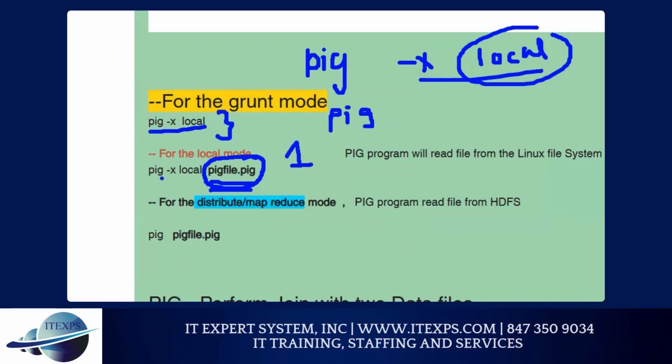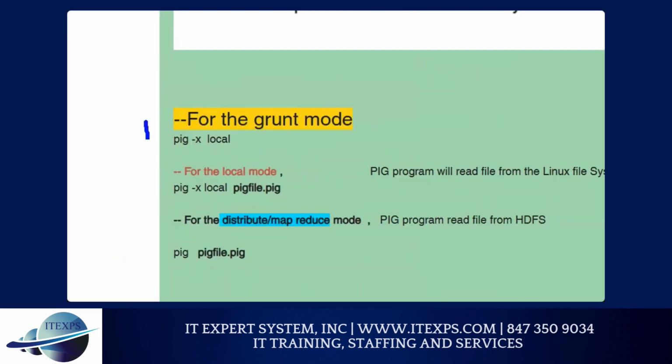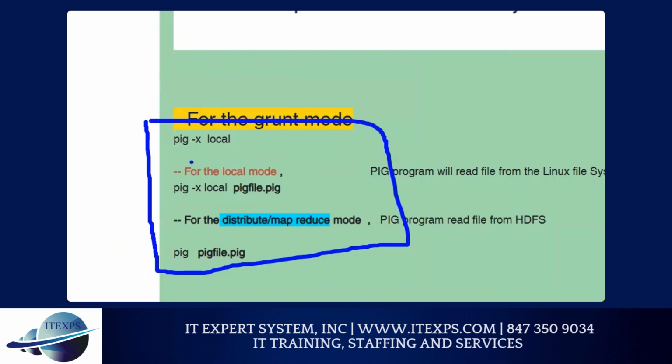But if I don't write -x and I do pig and the file name, then it will run in Hadoop MapReduce mode. So in production, I do this. When I'm doing testing, I do local mode. This is where you need to understand. If you know this, you can do almost everything. We're going to do it with examples.